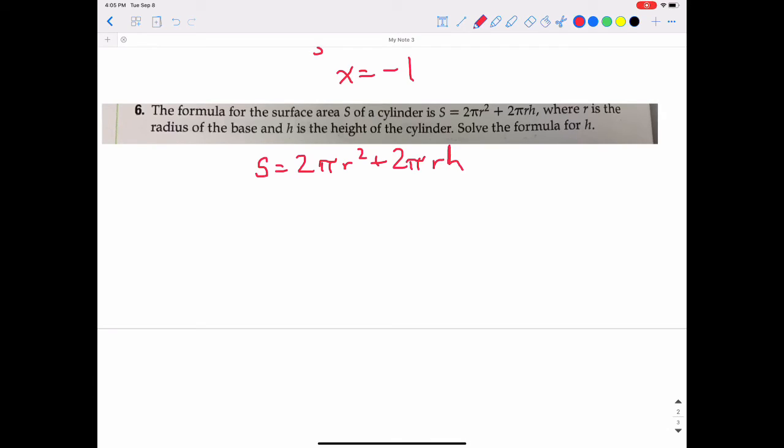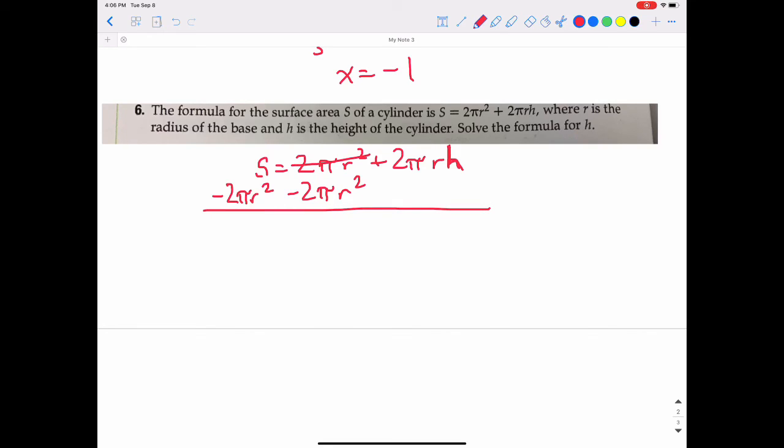So where's the h? Well, the h is over here. I want to get that h by itself. So I'm going to eliminate anything that does not contain the h, any term without an h, by addition or subtraction, and that's this term right here. So I will subtract 2 pi rh from both sides. Excuse me, let's try that again. Got to erase that. It's not 2 pi rh, it's actually 2 pi r squared.